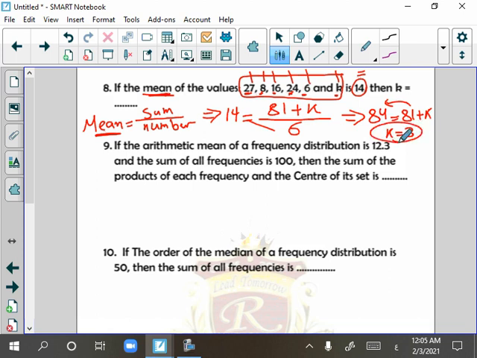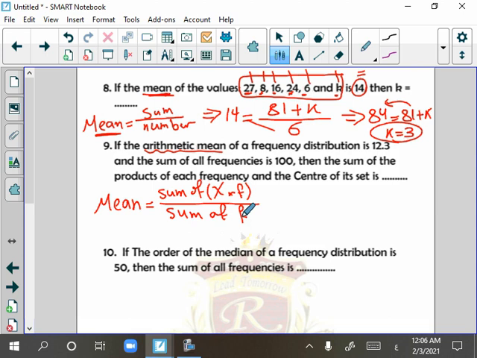Number 9, if the arithmetic mean of a frequency distribution is 12.3 and the sum of all frequencies is 100, then the sum of the product of each frequency and the center of its set is, okay, the law of arithmetic mean here, we can say mean equal sum of x times f divided by sum of f.